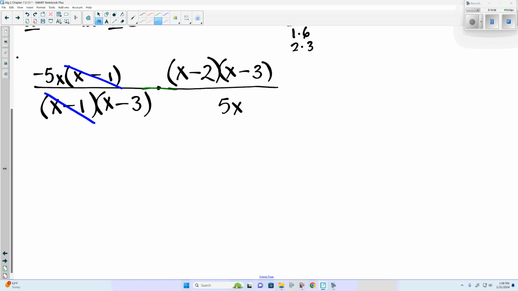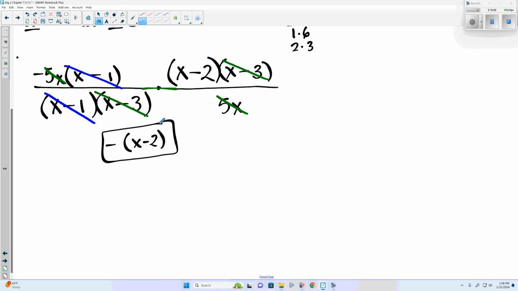So I could just draw a line, connect the two, and our x minus 3 and x minus 3 would cancel. Our entire 5x would cancel out with 5x, leaving us with negative x minus 2. Well, and that's it.